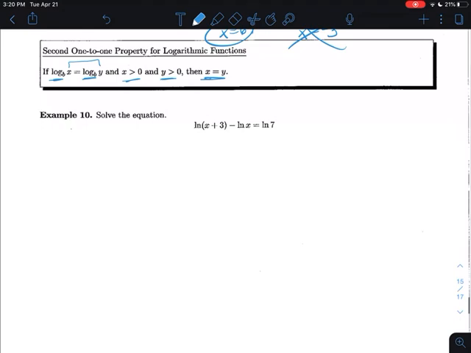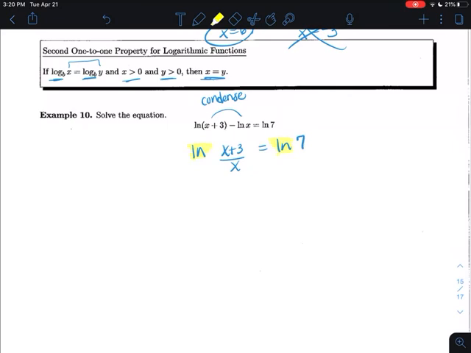So to use this property, if you look at this example, first thing I need to do, just like before, is condense this left side. So to condense this, I'm going to write this as one logarithm. So this is ln. All right, I don't have to rewrite it as log base e. We already know that's log base e. So I'm going to write it as ln. Since there's a minus, this is x plus 3 over x equals natural log of 7.